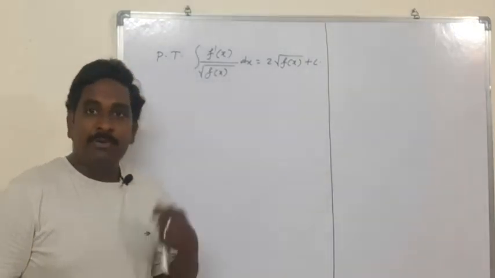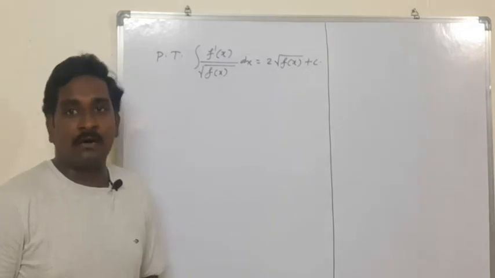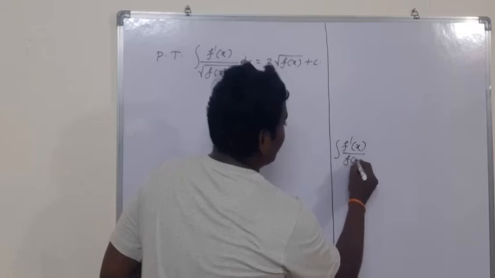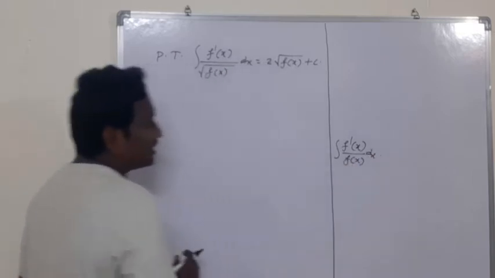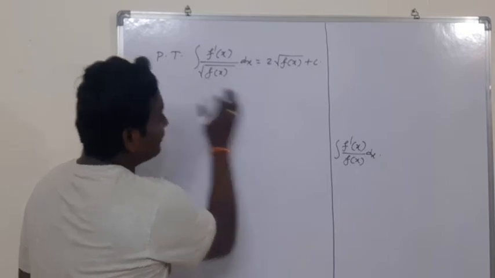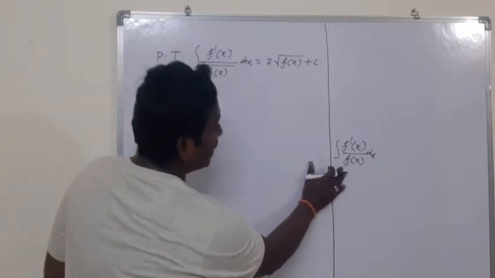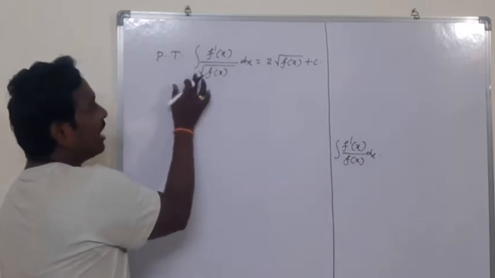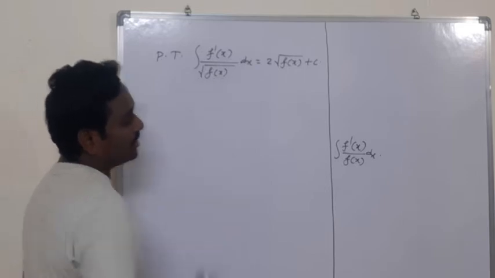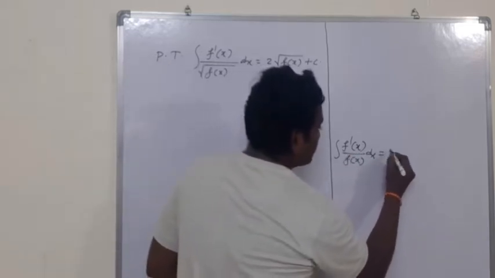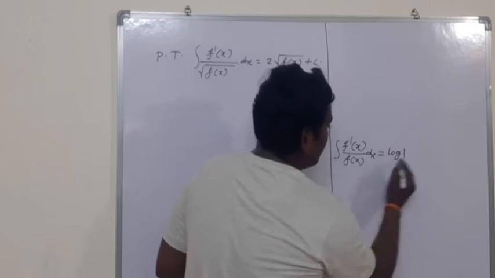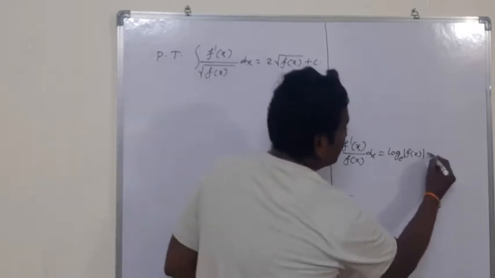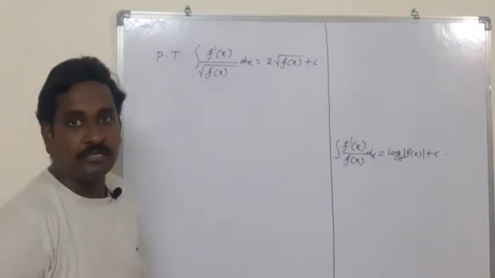Already in the previous video we saw a similar formula, which is integration of f dash of x by f of x dx. Please try to understand the difference between this formula and that formula. In the previous formula we do not have a root in the denominator, but in this formula we have a square root over the denominator. Here the formula is log mod denominator to the base e. After completion of integration we should add constant c.